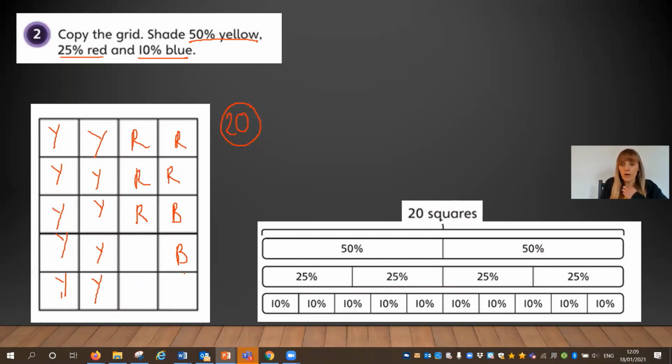So when you've got a question like this in your Power Maths books, the most important thing is that you do this calculation here of how many it's divided into before you can calculate your percentages.